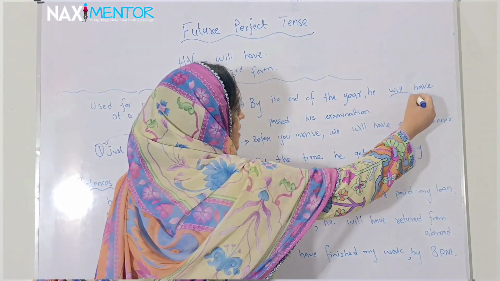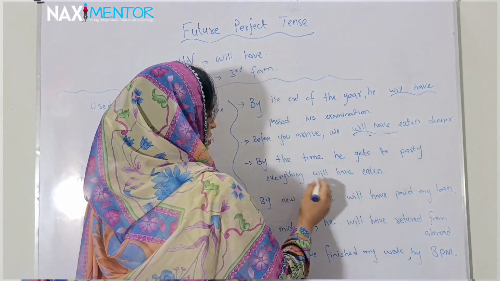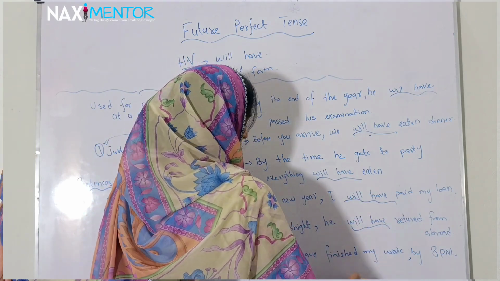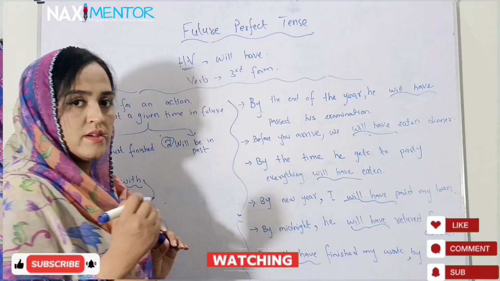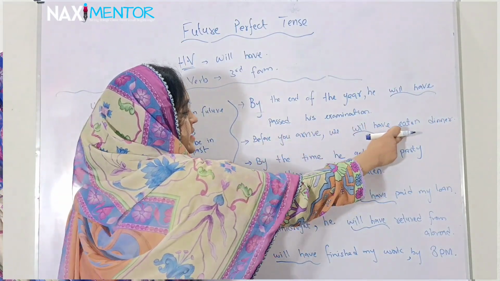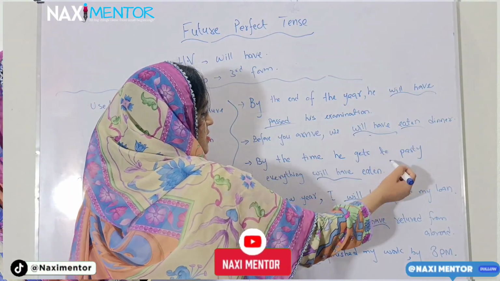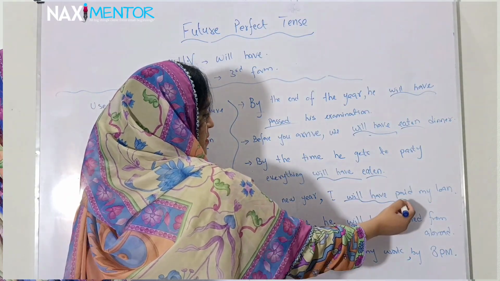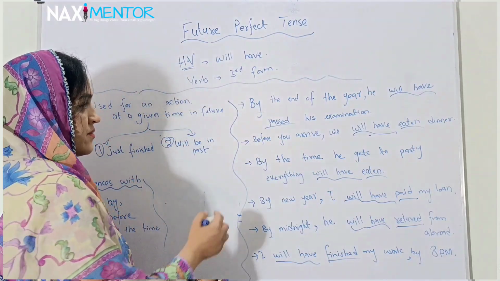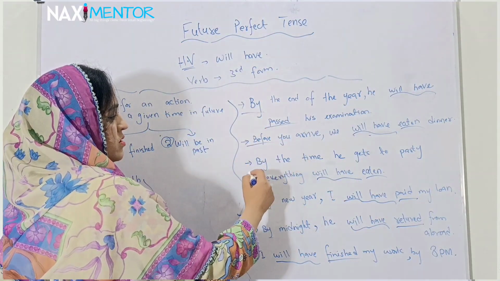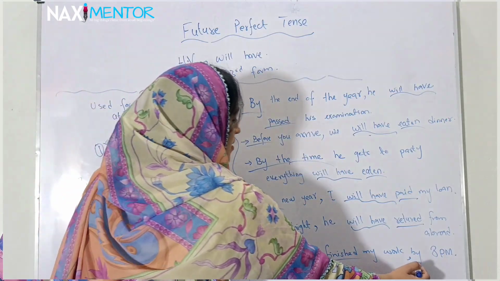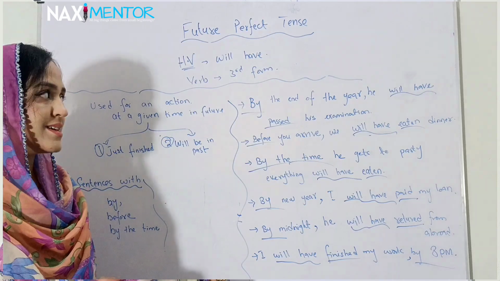Just look at this: will have, and will have, and will have. Okay, the helping verb is will have, and the third form of the verb: passed, eaten, paid, returned, and finished. The first condition is by, before, by the time, by, and by 8 p.m. at the end of the sentence.